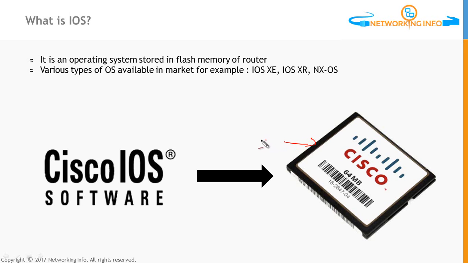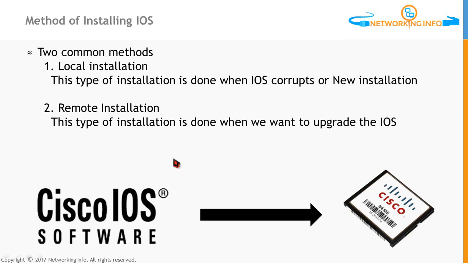Okay, so now we can talk about something further. What are the types of methods we can use to install the operating system? First is local installation. The local installation is mostly used when the operating system is corrupt. If your router is not booting and you want to install the operating system completely, or you buy new hardware and want to install an operating system on it, then we use the local installation method.